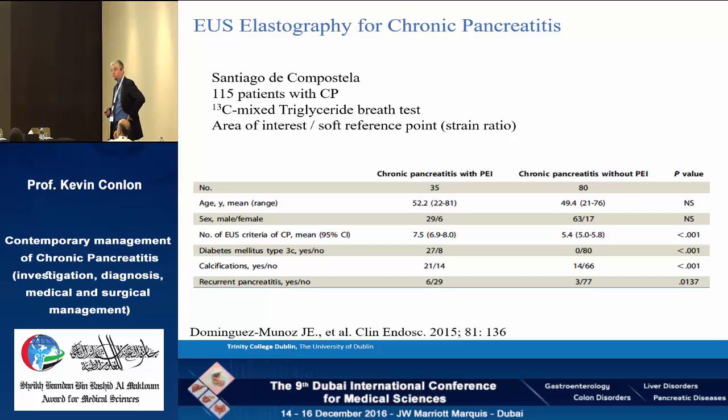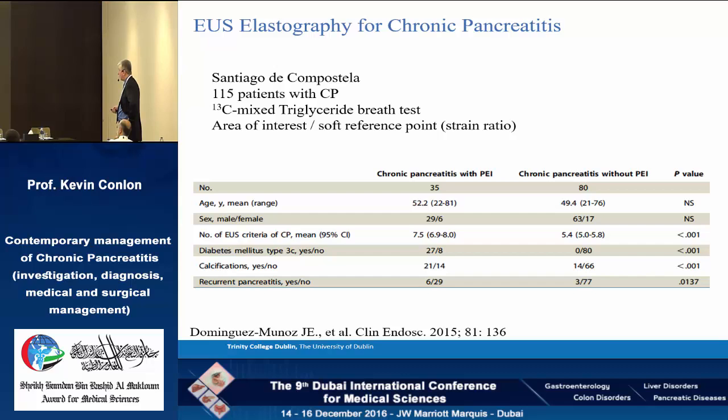They had 115 patients with chronic pancreatitis, and they did a functional test, which is a triglyceride breath test. What they found was a group of patients with classical chronic pancreatitis with enzyme insufficiency, a little bit older than, as I mentioned, the Irish population, mostly male, not so many females. By the Rosemont criteria, they had seven criteria between major and minor, and the majority were diabetic and the majority had calcifications.